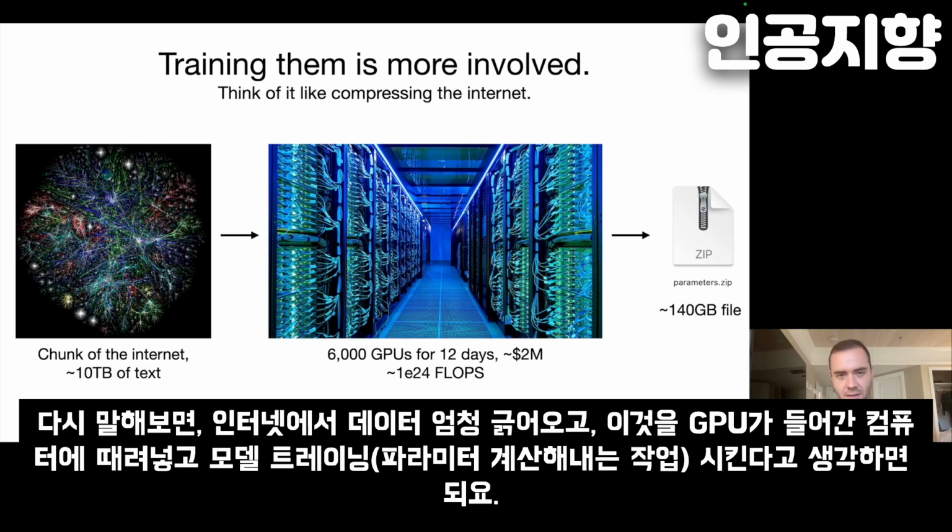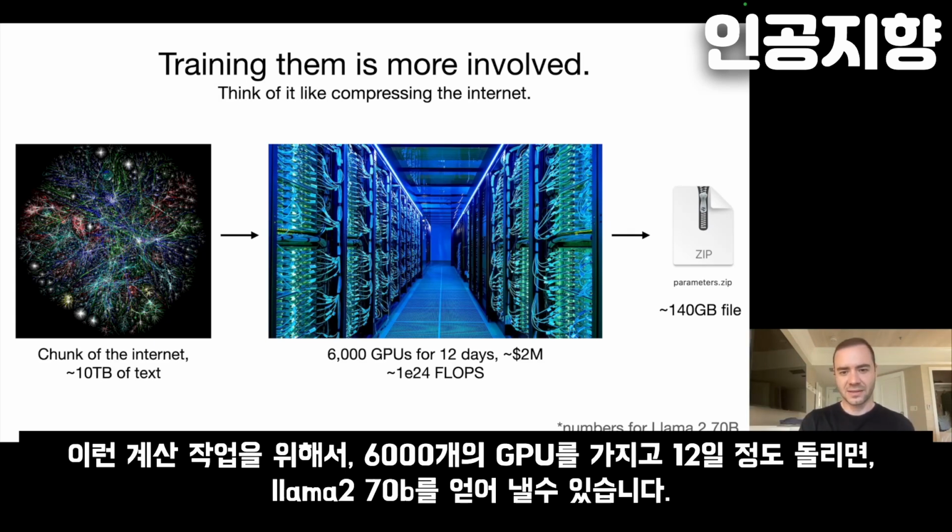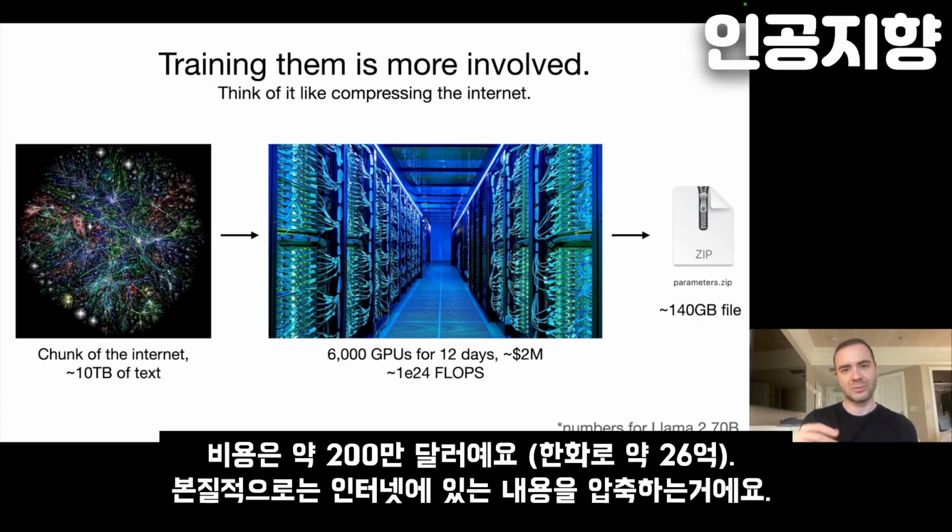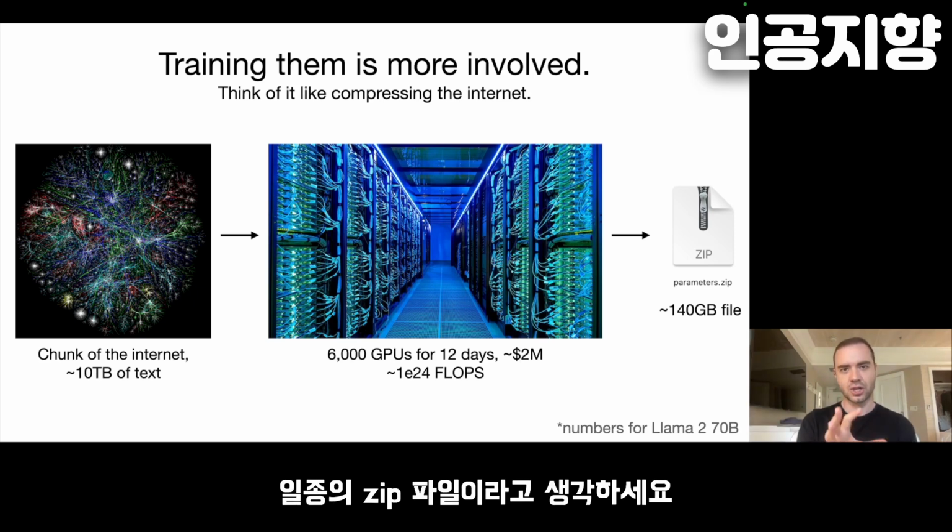So you take a large chunk of internet, then you procure a GPU cluster. These are very specialized computers intended for very heavy computational workloads like training of neural networks. You need about 6,000 GPUs, and you would run this for about 12 days to get a Llama 2 70B. And this would cost you about $2 million. And what this is doing is basically compressing this large chunk of text into what you can think of as a kind of zip file.